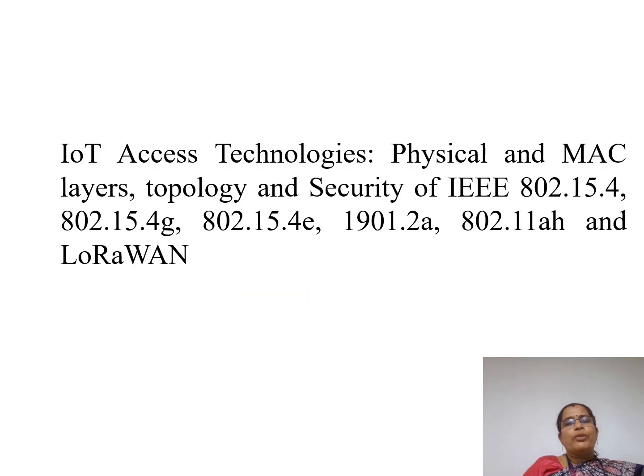Today I'm going to talk about the Internet of Things and IoT protocols. The content we are going to see is IoT access technologies, in that physical and MAC layers, topologies and security of IEEE 802.15.4, 802.15.4G, 802.15.4E, 1901.2A, 802.11AH and LoRaWAN.